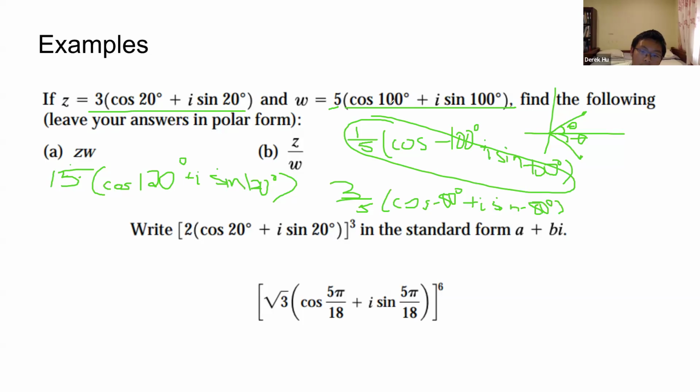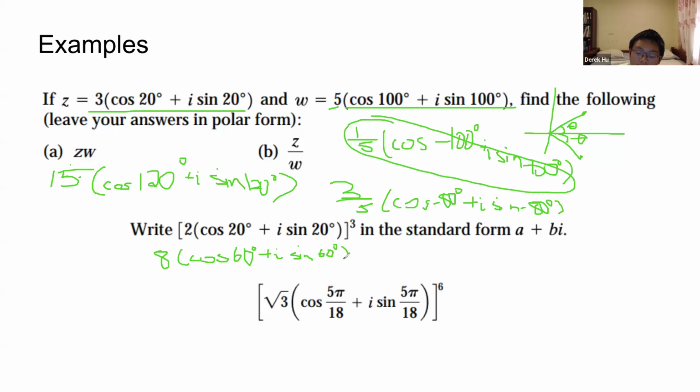And then for the second question, we can directly apply De Moivre's theorem. So we first take 2 to the third, so that's 8. And then we multiply each of the angles by 3. So then 20 degrees becomes 60 degrees. So then this becomes 8 times cosine 60 degrees plus i sine 60 degrees.